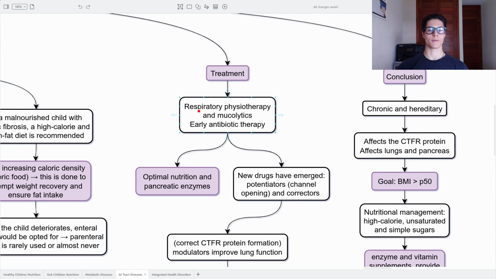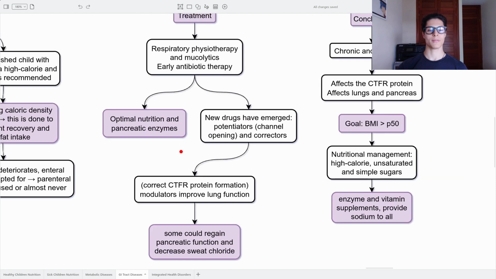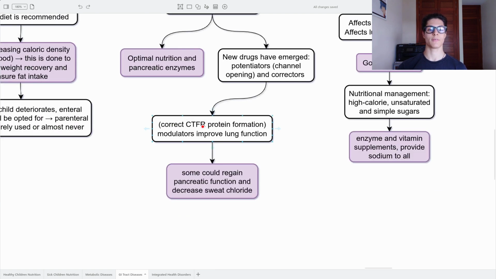The treatment is with respiratory physiotherapy and mucolytics, together with early antibiotic treatment, optimal nutrition, and pancreatic enzymes. This is the most important thing. And there are also new drugs that have potentiators and correctors. These are channel opening drugs. This is to correct the CFTR protein formation, and modulators to improve the lung function. Some patients with these new drugs could regain the pancreatic function and decrease the sweat chloride.